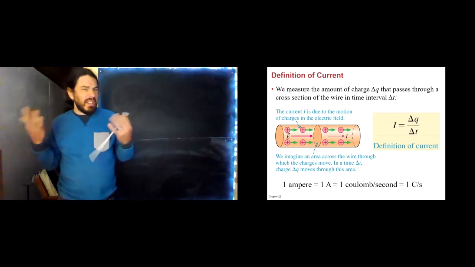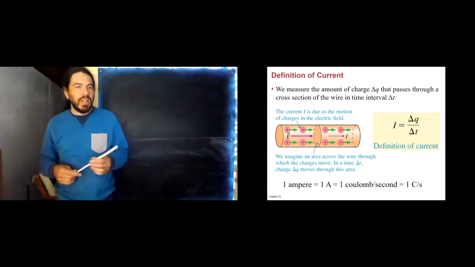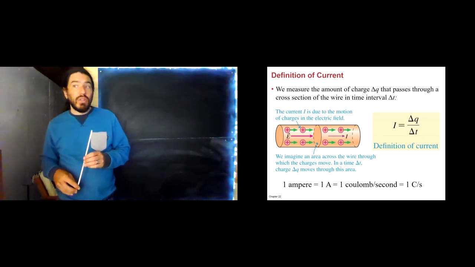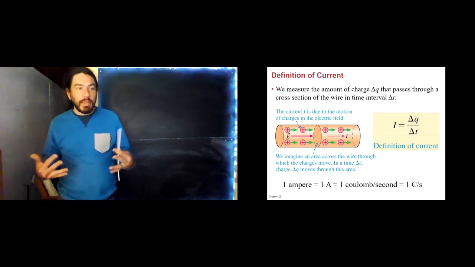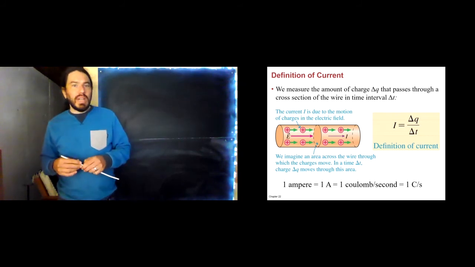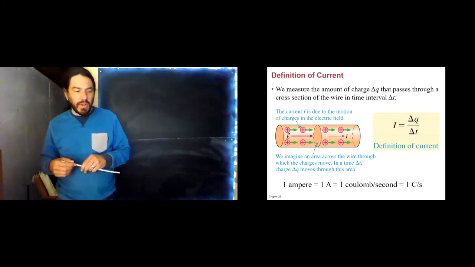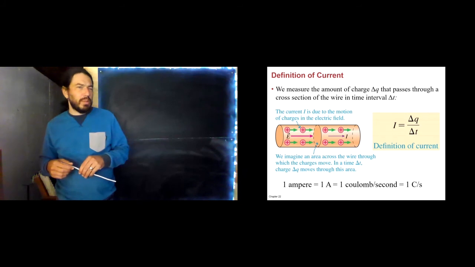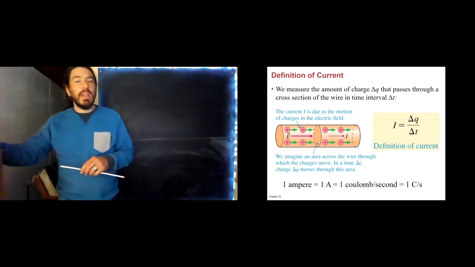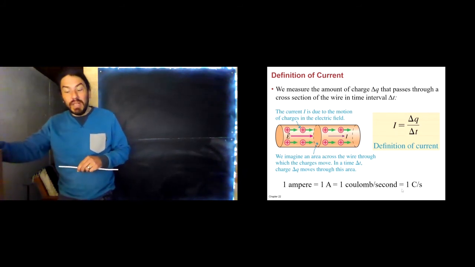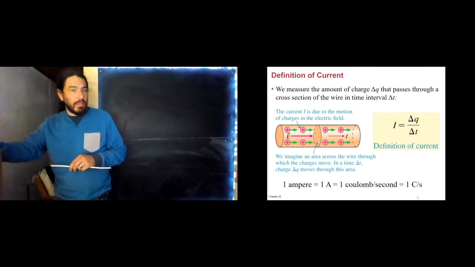So 1 amp is a fairly normal sort of household size unit of current. A 100-watt light bulb pulls about 1 amp. An amp would be a lot for a small device, though. Small devices like your cell phone or a calculator are probably running on micro or milliamps. What do we see? 170 milliamps running through that light bulb at the beginning of this lecture.